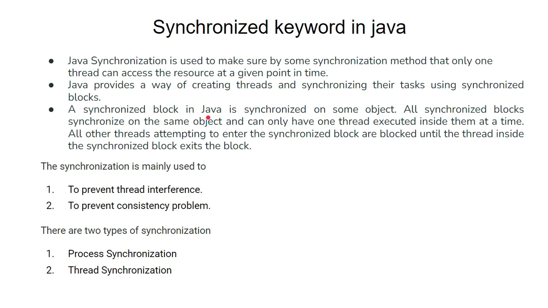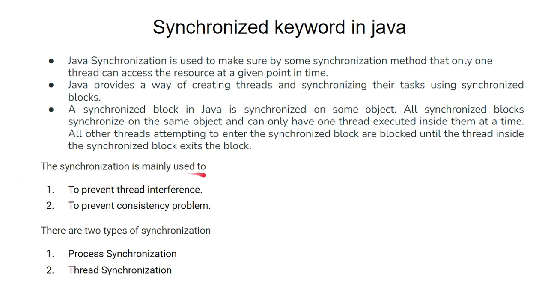A synchronized block in Java is synchronized on some object. All synchronized blocks on the same object can only have one thread executing inside them at a time. All the other threads attempting to enter the synchronized block are blocked until the thread inside the block exits. So if we have one resource and one thread is executing it, the other threads will not enter until that thread completes its execution. That is good for thread safety.